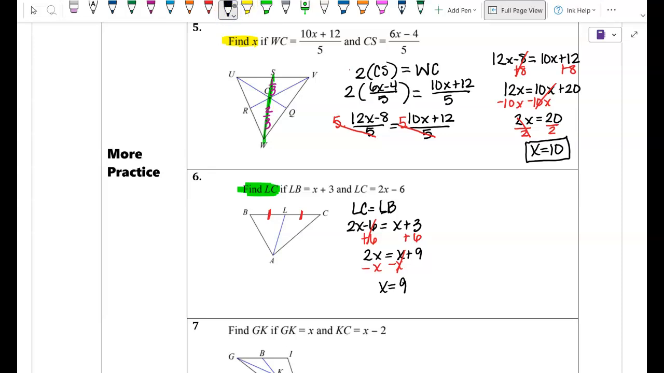So I know x is 9. I know that LC is the expression 2x minus 6. So now I'm going to substitute that 9 in. So LC is 2 times 9 minus 6. LC is 18 minus 6. So LC equals 12.